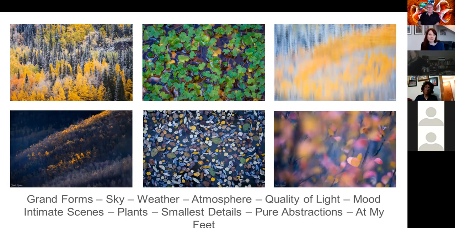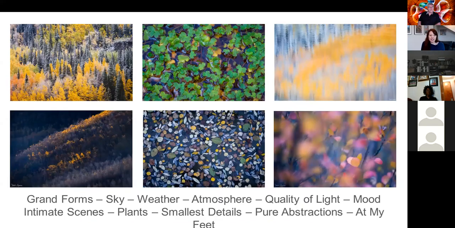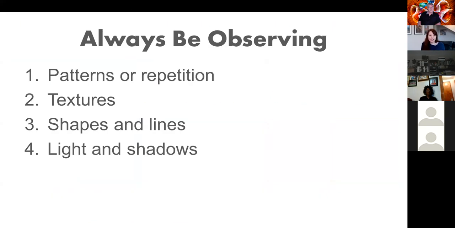What is my mood? What am I interested in on that particular day? What is the mood of the scene in front of me? What are some of the intimate landscapes, the scenes within the scene? What is happening with the plants? What kind of trees are there? What kind of plants are there? What's catching my eye? Are there little tiny details like lichen on a rock or particularly small plants that are interesting? Are there any reflections, like patterns in the reflections, that would make an abstract rendition? What's happening at my feet? What is happening in the sky? So I'm looking for all of those details beyond this grand scene. By distilling the scene into lots of little details, you can always be observing and then find things that turn into compositions.